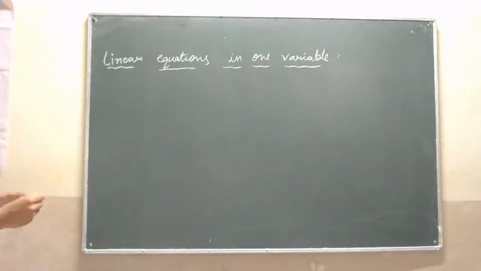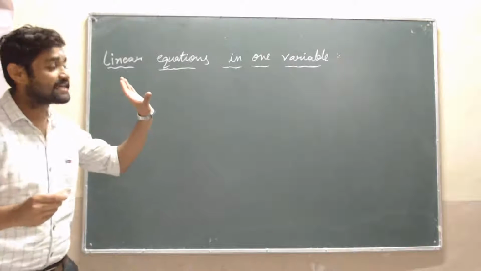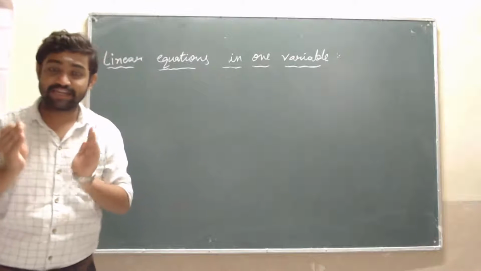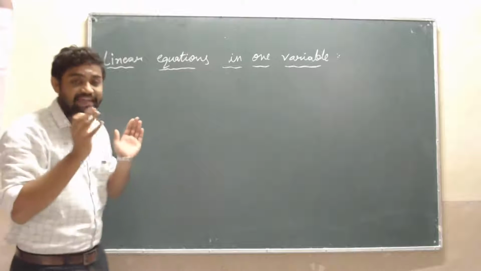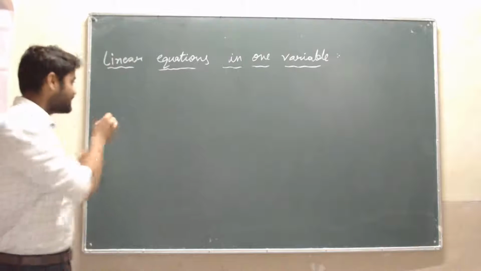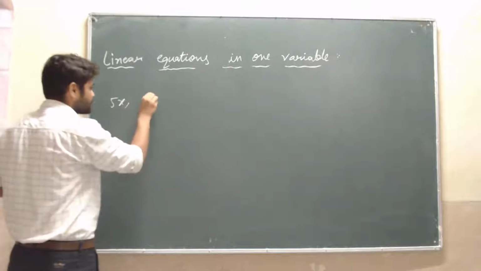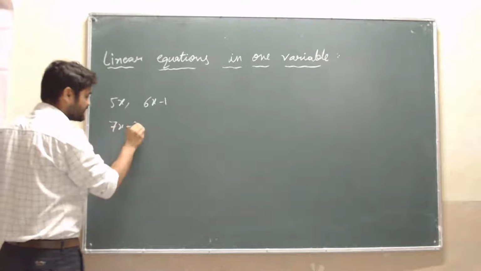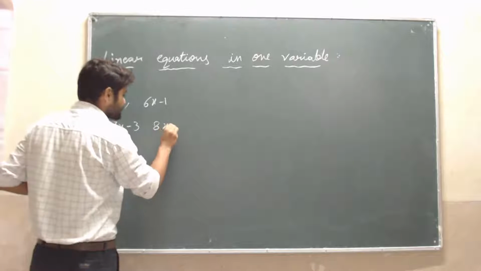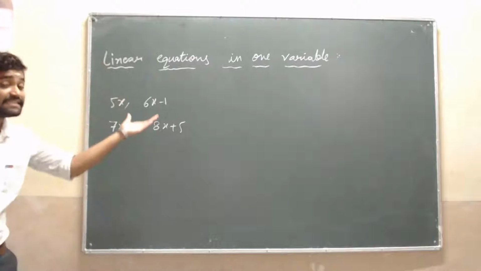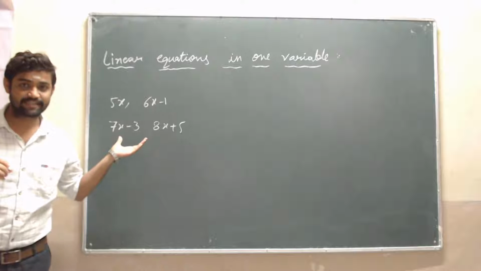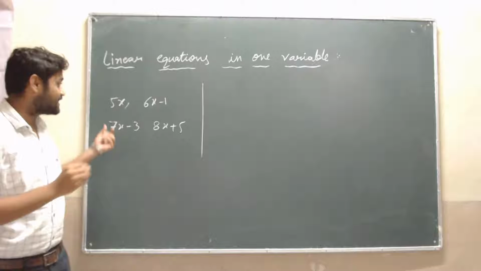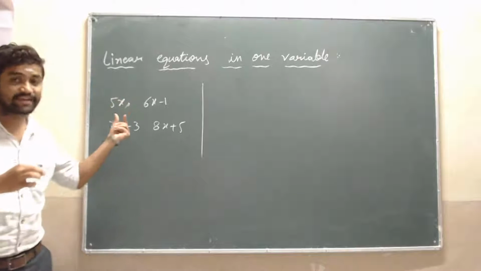First, we know algebraic expressions as well as algebraic equations. Examples of algebraic expressions are 5x, 6x minus 1, 7x minus 3, 8x plus 5. Are you getting my point? You have already studied these in the 7th standard.